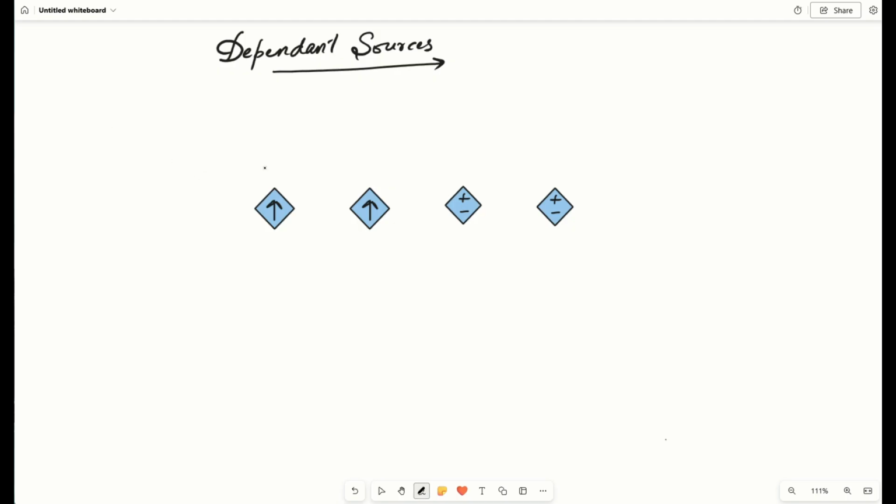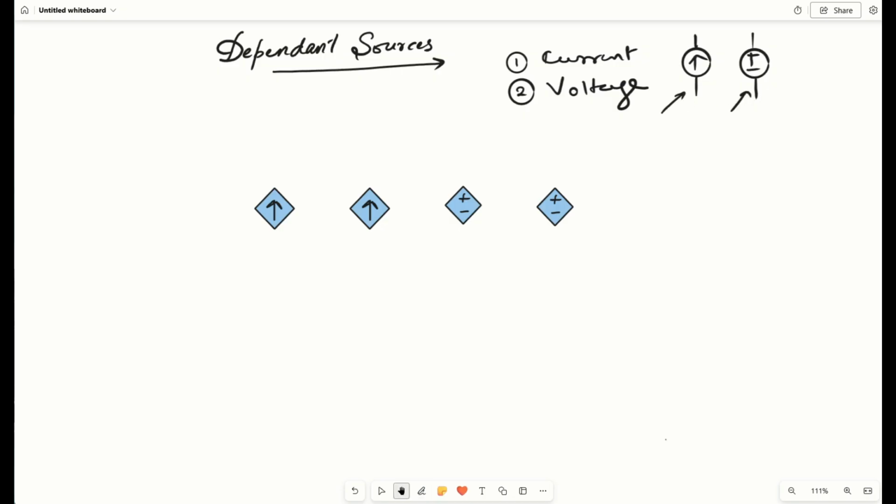Till now, whatever we know about sources is that sources are of two types. The first one is the current source, and the second one is the voltage source. Whatever we know till now are independent sources. So this is an independent current source and this is an independent voltage source. This is what we know till now.